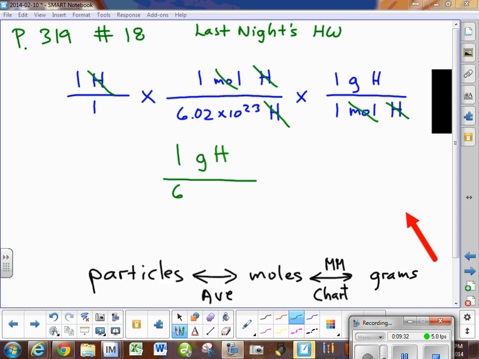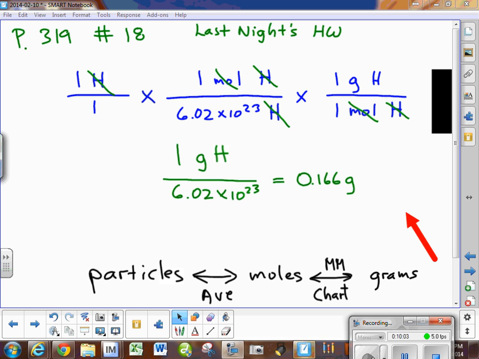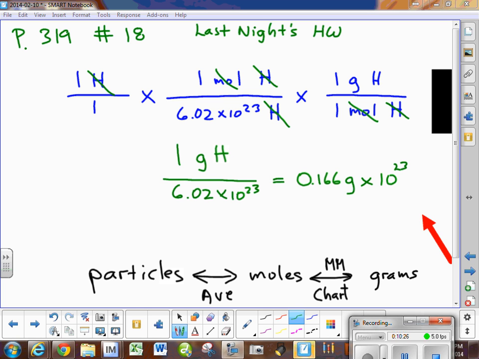On the bottom part, we have 6.02 times 10 to the 23rd hydrogen atoms. And we could pretend that this isn't here, but that's okay. We're just going to use this number as is. Now when we do the actual numbers and come over here, we're going to have a number that looks like this. So dividing the 1 by 6.02, you can do that in your calculator. You'll see it comes out 0.166 grams. But we also have something else. We can't leave this guy out. So we're going to put our 10 to the 23rd in there as well. So this is times 10 to the 23rd. And this is hydrogen.